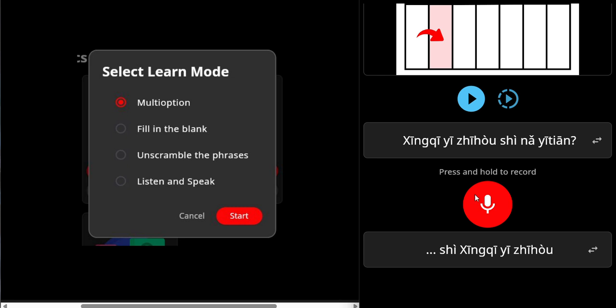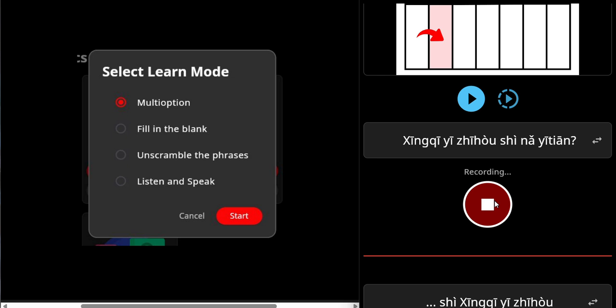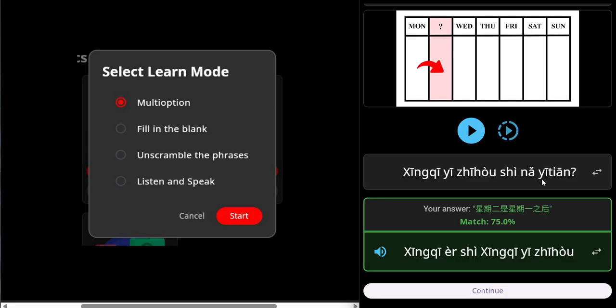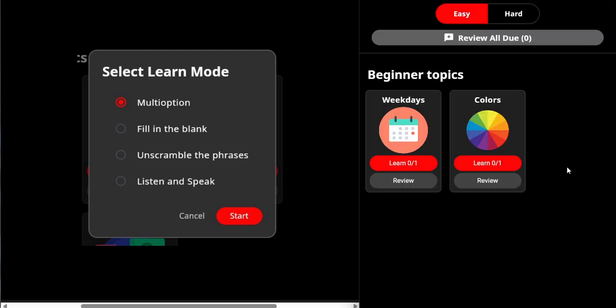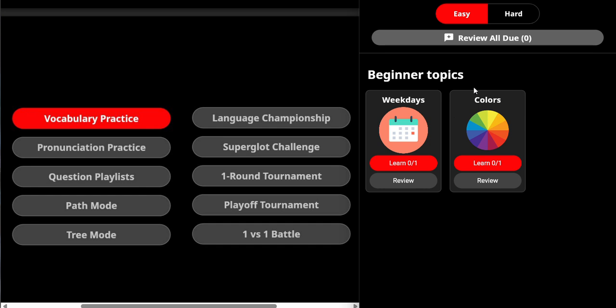I'll show what happens if I record the whole phrase. 星期二是星期一之后. 75%. But that's actually the threshold to get a correct answer. That was the speak mode now. And these three modes are available in the vocabulary practice.